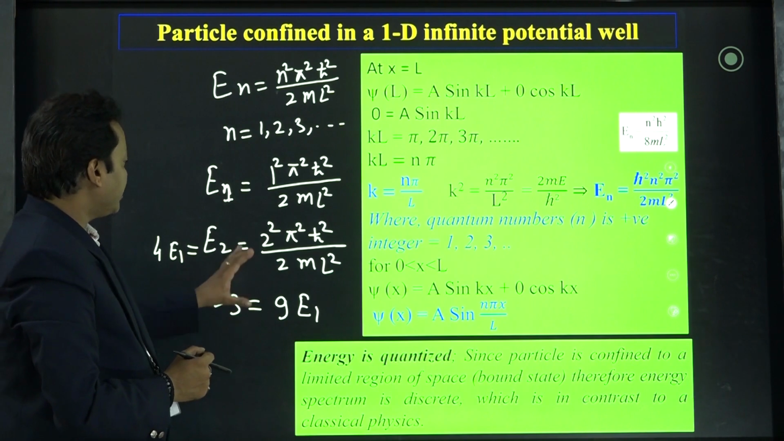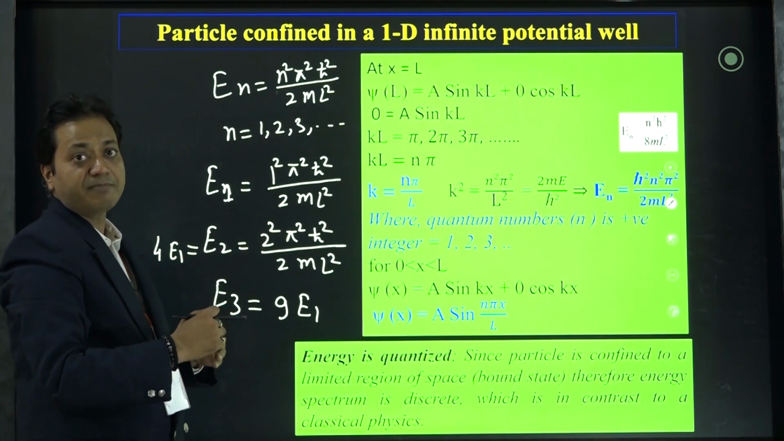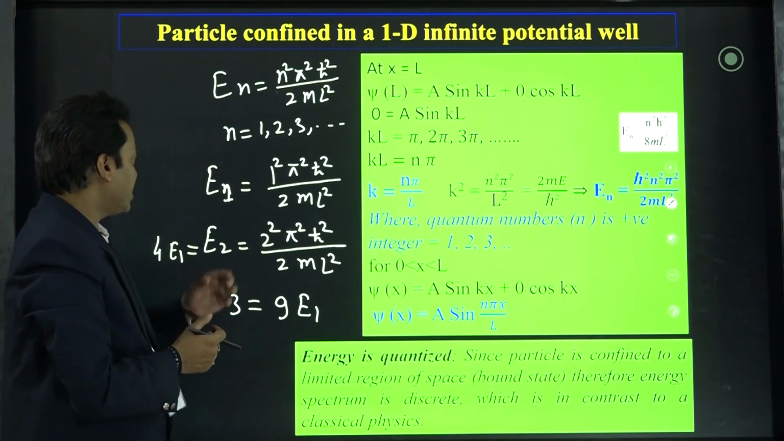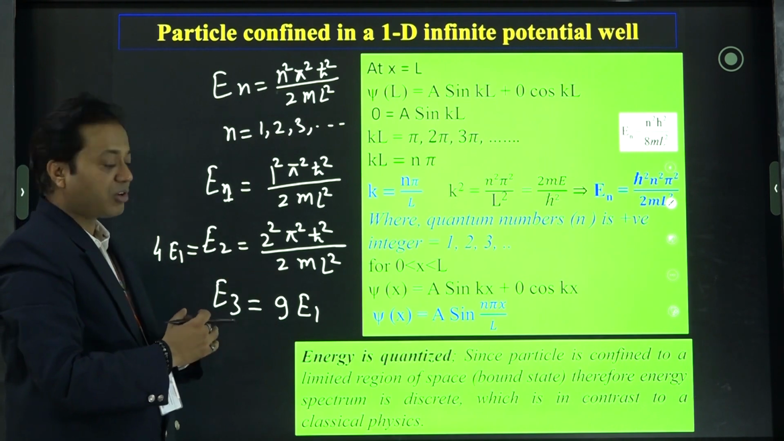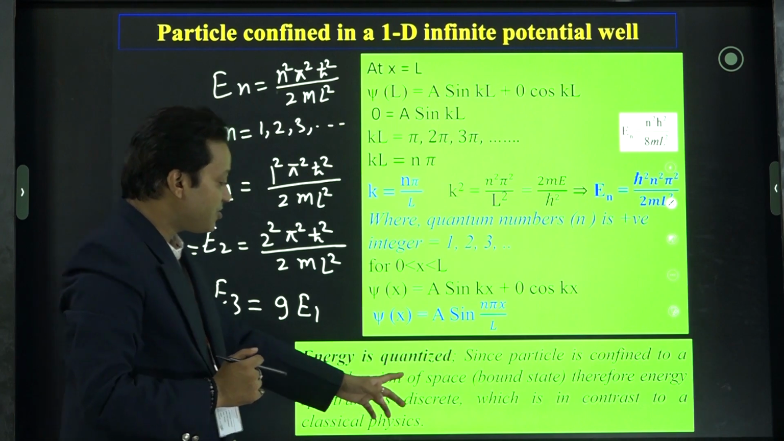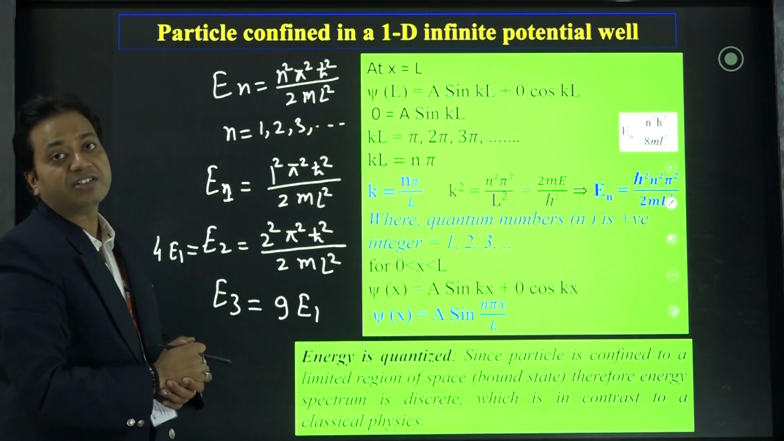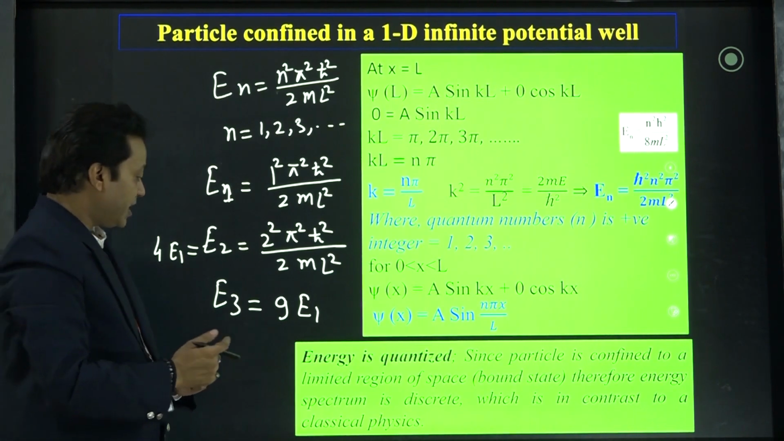So, we can see here the energy is quantized. Energy is not continuous. It has some discrete values, E1, E2, E3, different energy levels are there. It is not a continuous thing. So, therefore, energy spectrum is discrete, which is in contrast to classical physics.